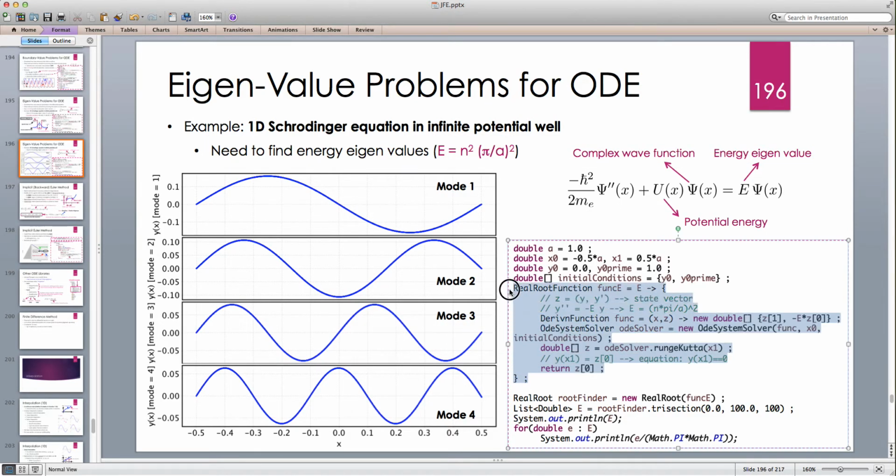We construct our real root function to find the E. We need to make some assumption on y0 prime, or y and y prime at the initial point, and that turns out to be just a normalization of the probability function, all right. And these are different solutions, the wave function, and once you take the square of this wave function, it gives you the probability density of the electron distribution.